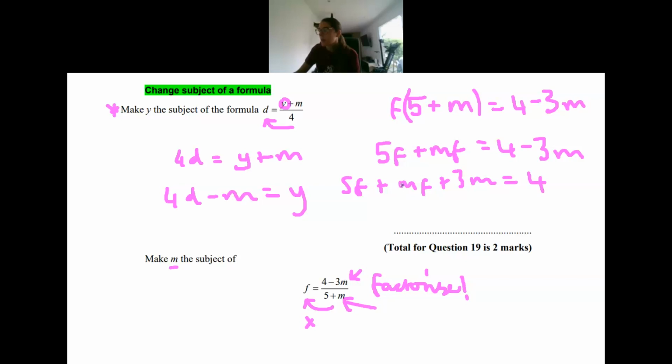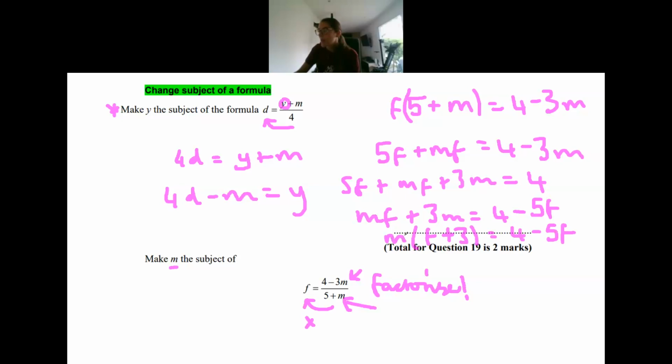The aim is to get m to be the common factor. This doesn't have an m, so I'm going to take it away to leave me mf plus 3m equals 4 minus 5f. Now m is the common factor on the left-hand side. I can factorise and take the m out. f plus 3 in the bracket equals 4 minus 5f.